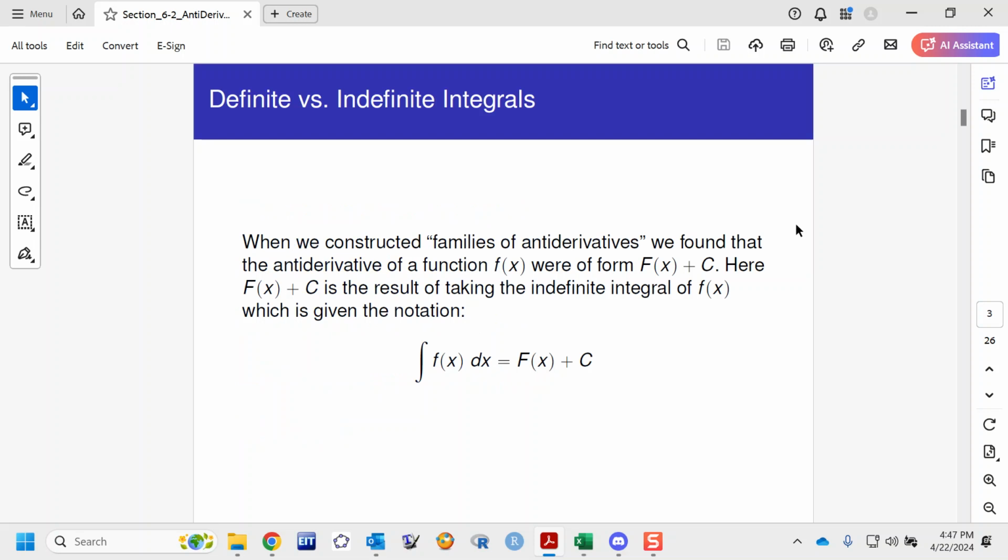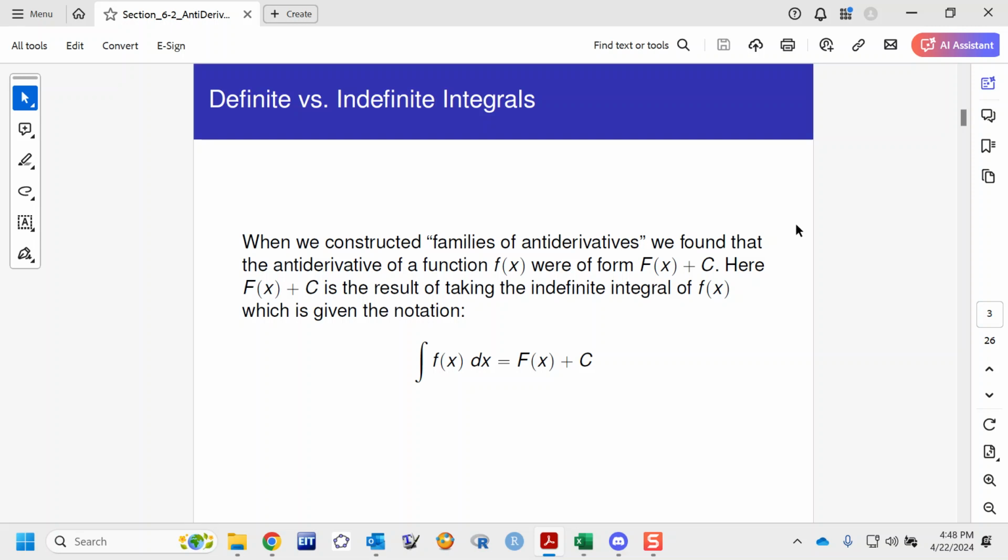So in 6.1, we constructed families of antiderivatives and found that the antiderivative of a function was always of the form big F of x plus c. Here, the big F of x plus c is the result of taking the indefinite integral of f of x, which is given the notation integral of f of x dx equals big F of x plus c.